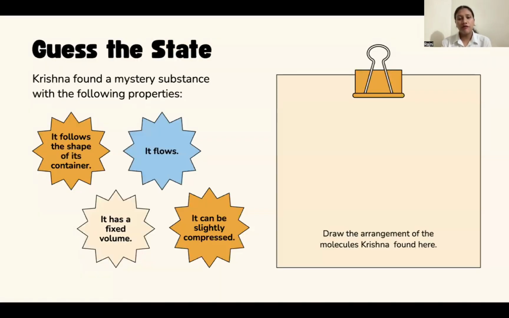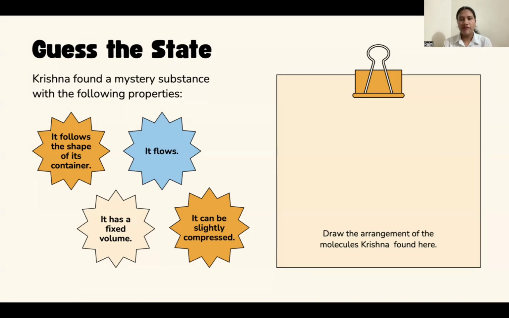So here's a riddle for you all. The riddle goes like this. Krishna found a mystery substance which has the following properties. Firstly, it flows. It can be slightly compressed, it has a fixed volume, and it follows the shape of its container. So you have to guess this mystery substance, and after guessing the mystery substance, you have to draw the particle arrangement of this substance.